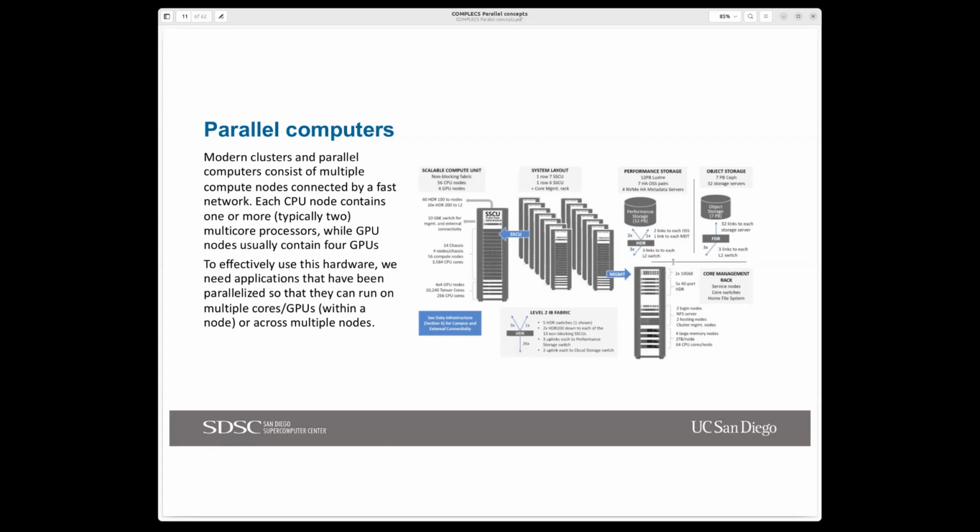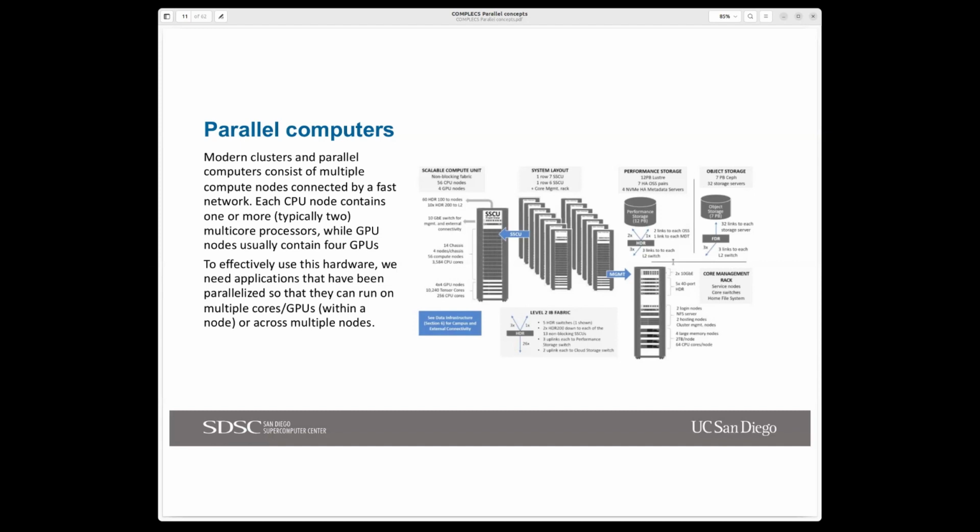For example, this diagram is for Expanse, for one type of compute node. We have two processors, which are sometimes referred to as two sockets, on each compute node, and each processor has 64 compute cores. So each node has 128 CPU cores per node, right?